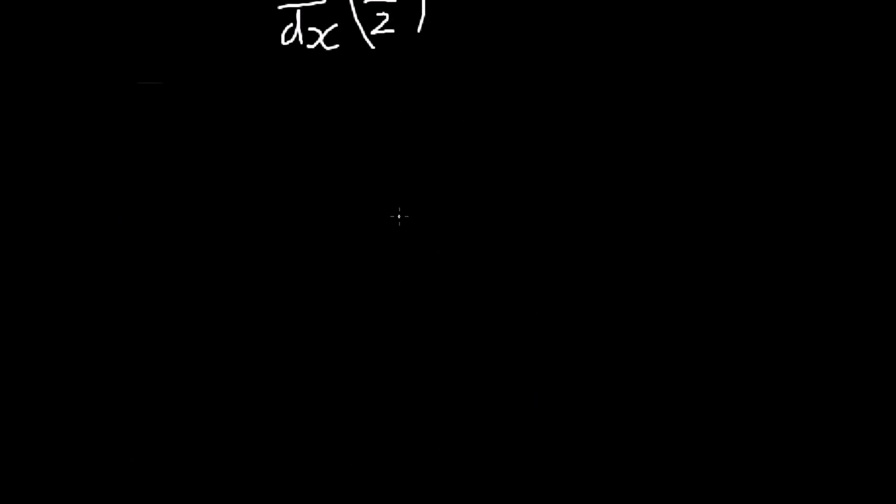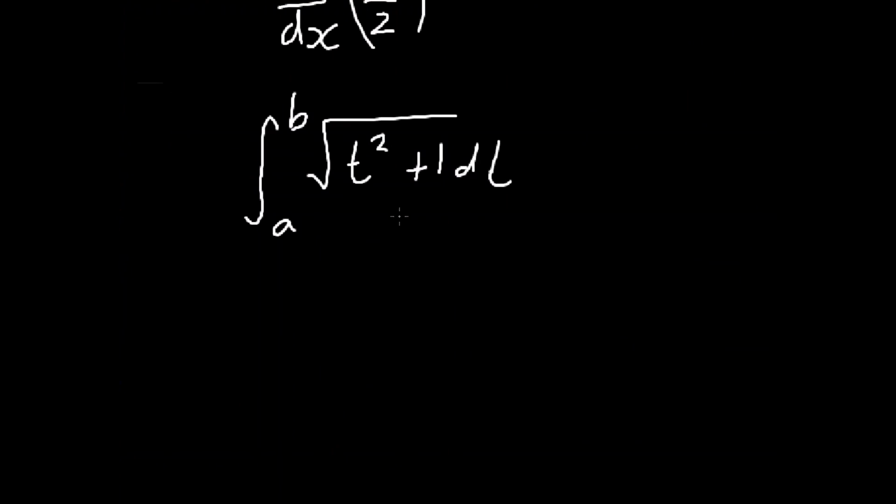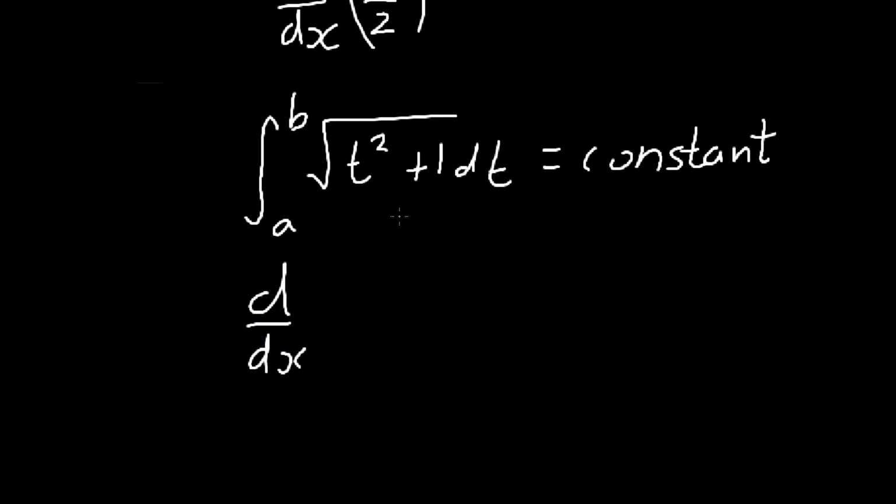So 1 mark basically for saying this and this, all with t squared, equal constant. And then to make our life easier, we say the derivative of x of a constant, all of that is going to be equal to 0.